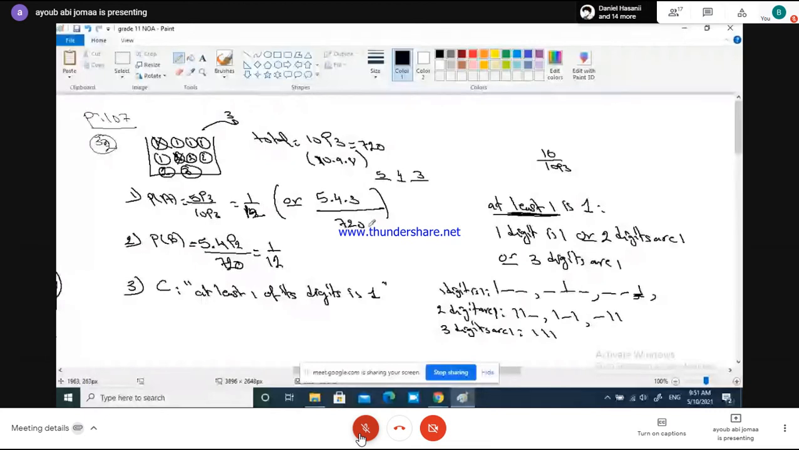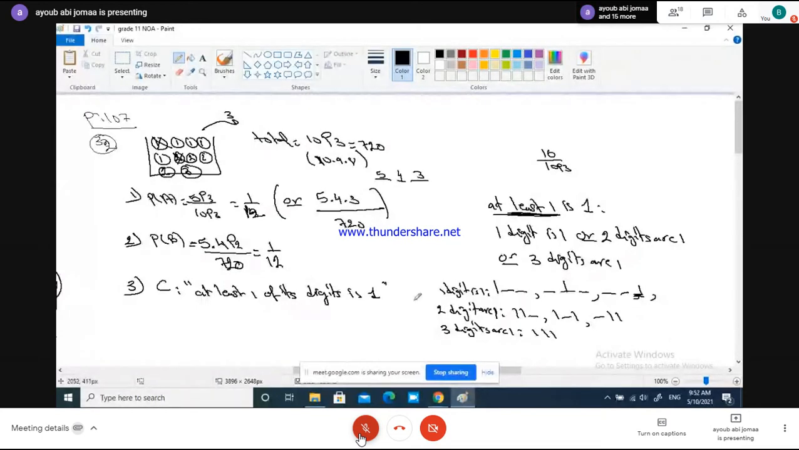Let's go back and repeat. When I say at least one of the digits is 1, it means one digit is 1, and it didn't tell you which digit. It says one of them is 1. So it could be the first digit is 1, or the second digit is 1, or the third digit is 1. Then 2 digits are 1. That means we have 2 that are 1. Could be the first and the second, the first and the third, the second and the third. These are what I wrote. Then 3 digits are 1. Okay, there is nothing else: 1 1 1.